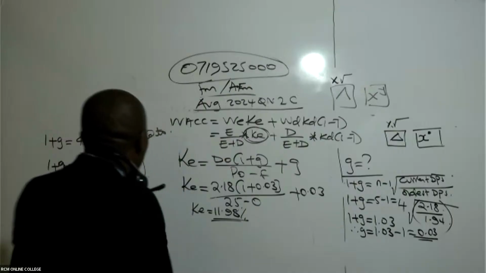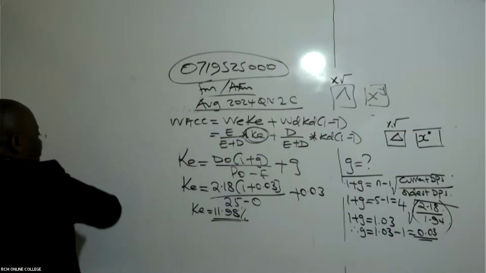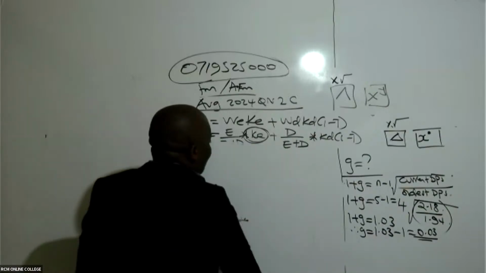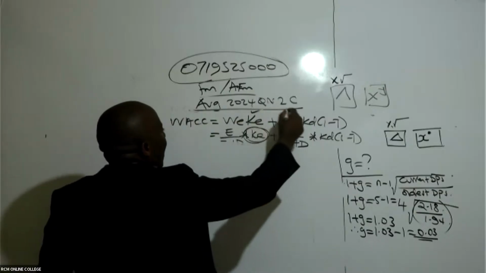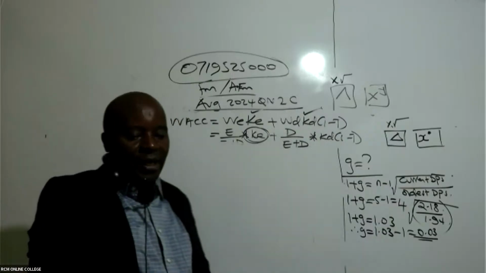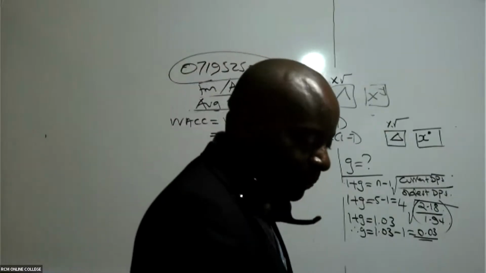Great. So then we have cost of equity, which is 11.98. So ladies and gentlemen, I've taken care of this cost of equity. How about this KD? Let's see the information given about KD, cost of debt.